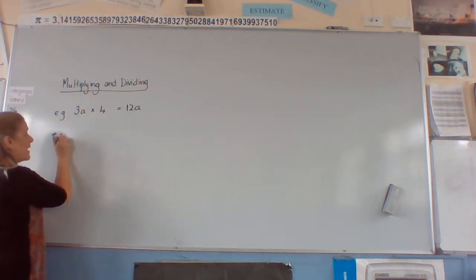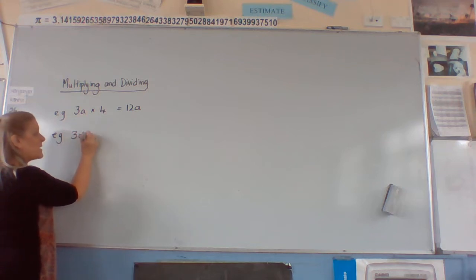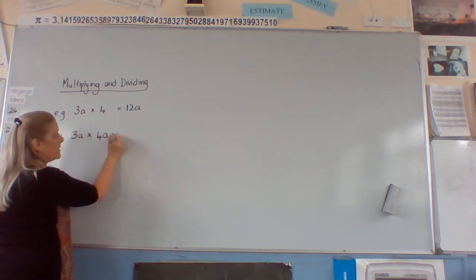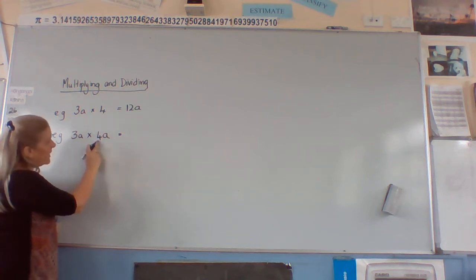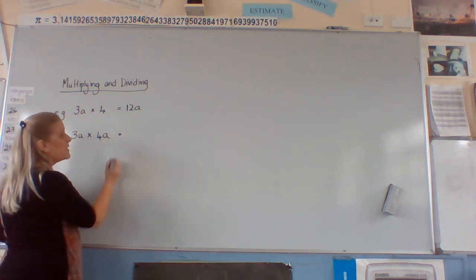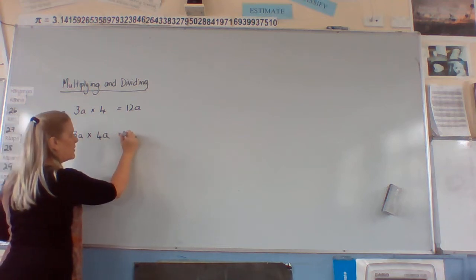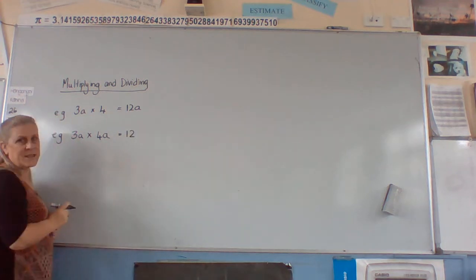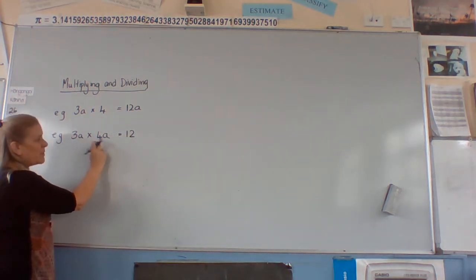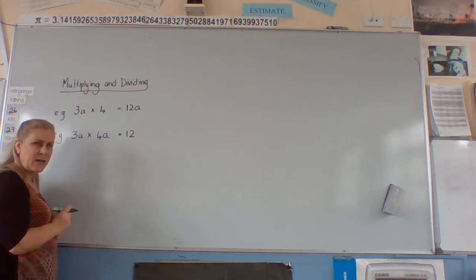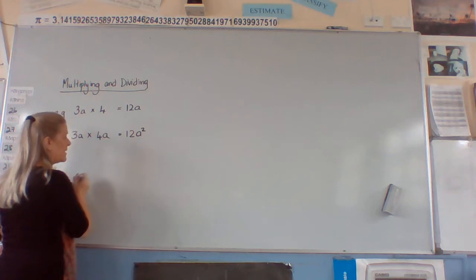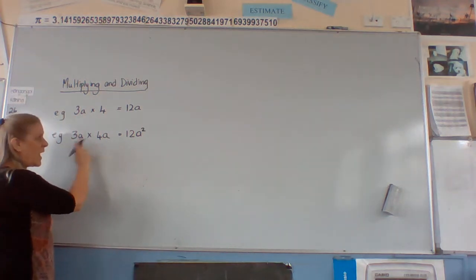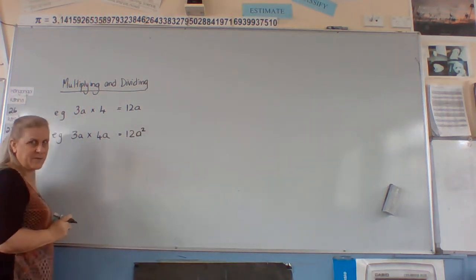If we have something like this though, 3a times 4a, that no longer says 4 lots of 3a. We've now got to multiply the numbers. 3 times 4 is 12. How many a's are there here? We've got a times a. And what does a times a equal? Good. a squared is correct. All right? So there are 2 a's. That's what that 2 signifies.